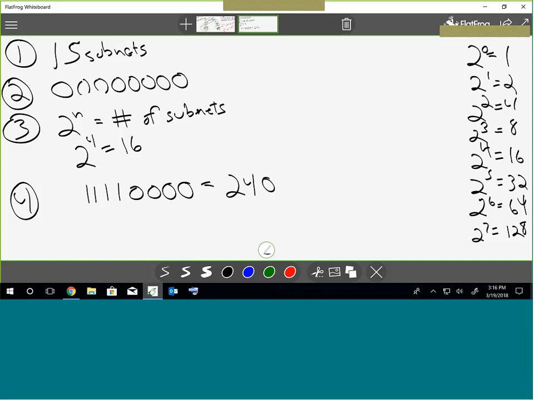Now, step 5, take the existing subnet mask, which is 255.255. I'll try to make my 5 look more like 5.